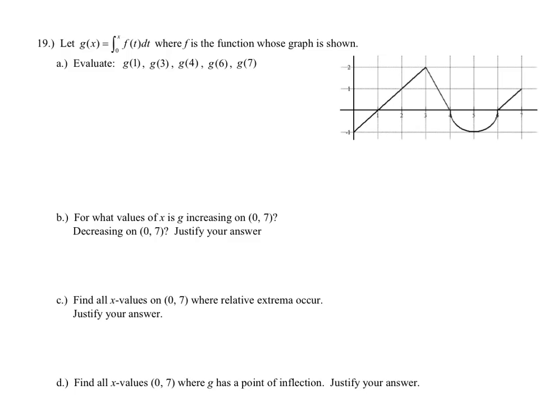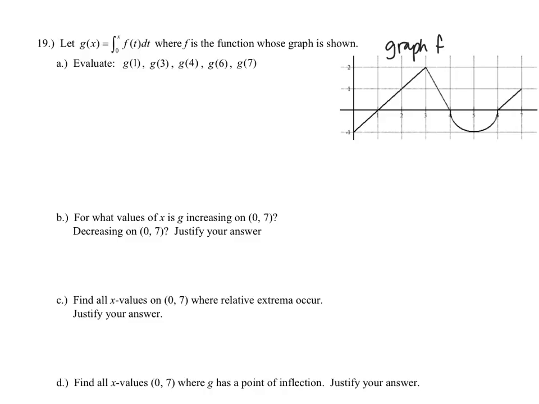Number 19 has many parts to it, so let's get started. First of all, we're going to let g of x be this function, the integral from 0 to x of f of t dt, where f is the function whose graph is shown. So let's just go ahead and identify this is the graph of f that we're looking at. Okay, so the first thing we're asked to do is to evaluate g of 1, g of 3, g of 4, g of 6, and g of 7. So let's do that real quick.